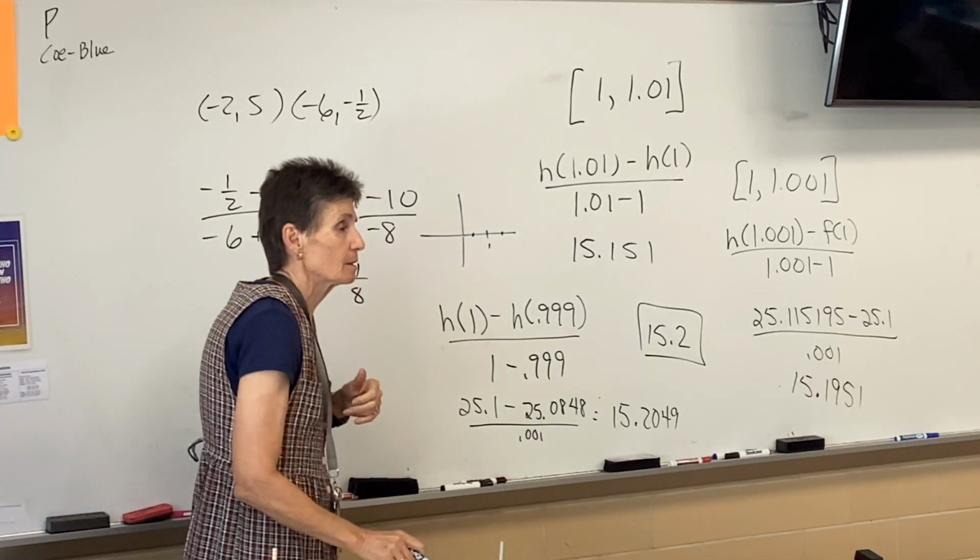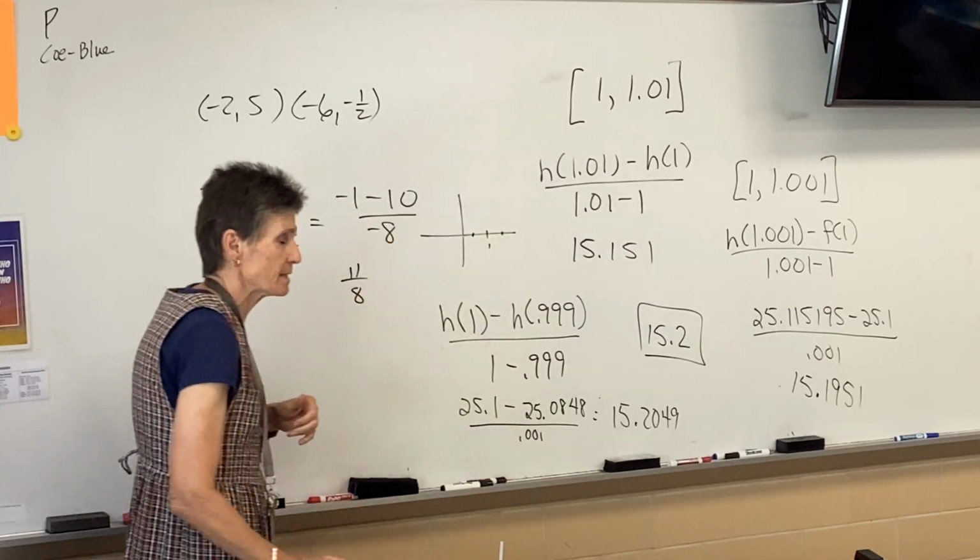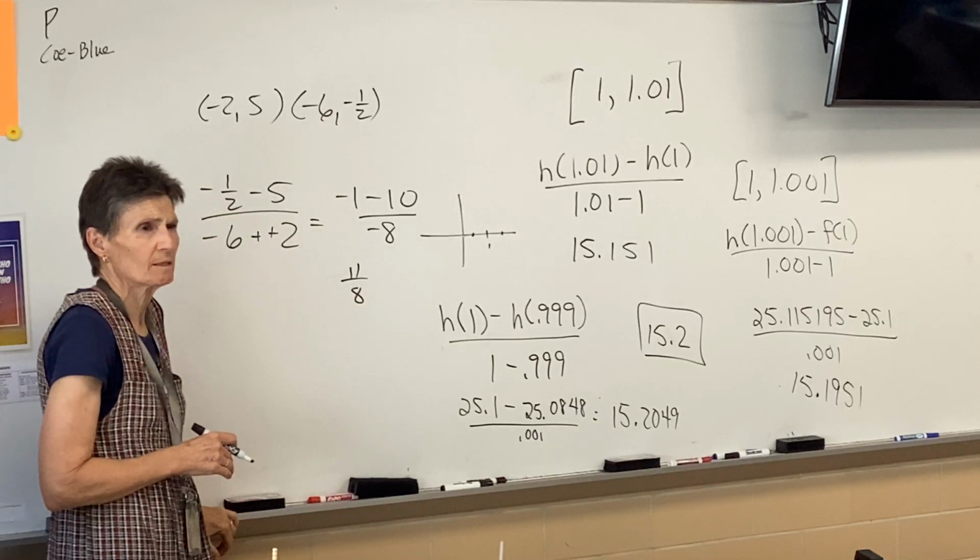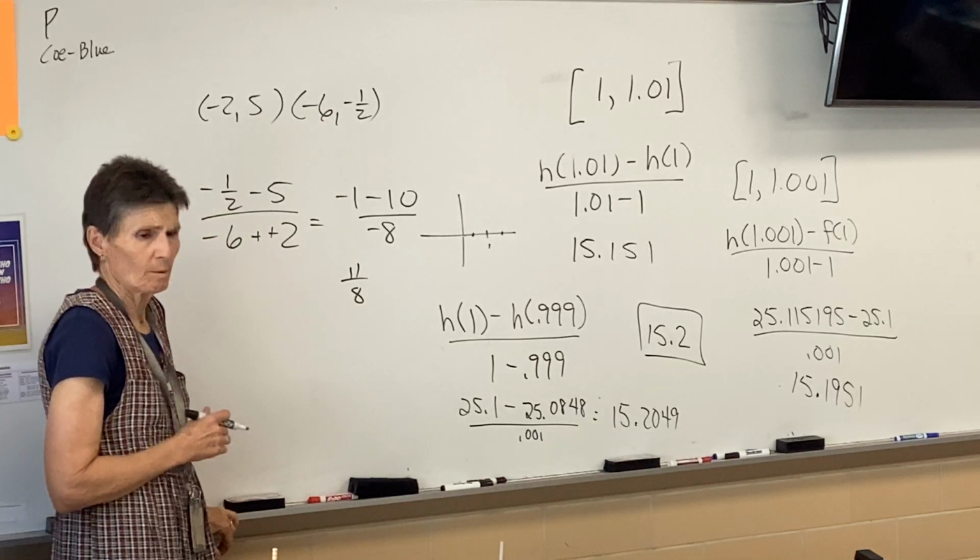Is, what is that, 1.375? What did some others get? Close to 1.375?